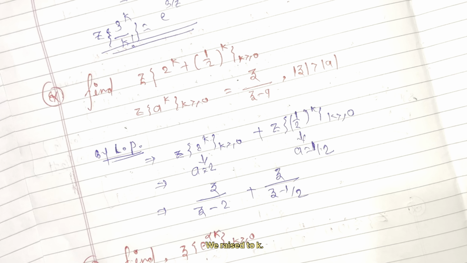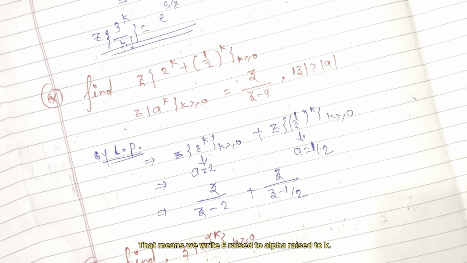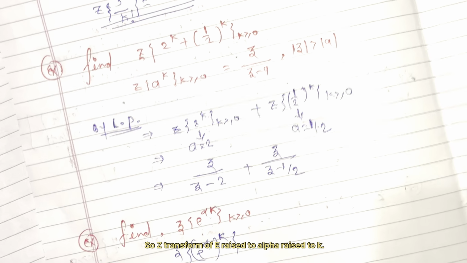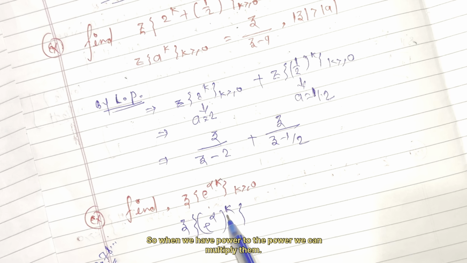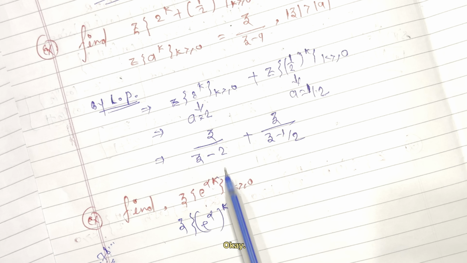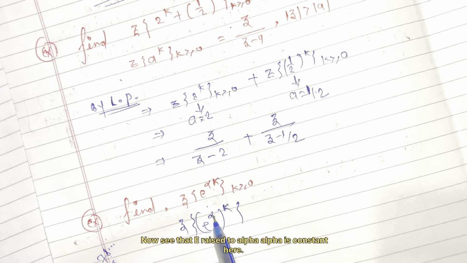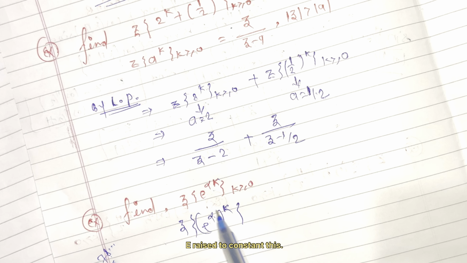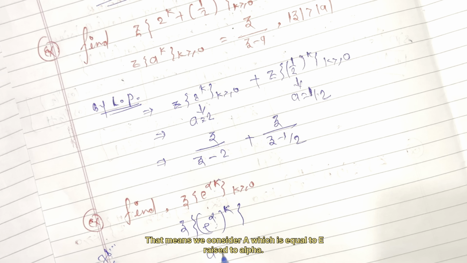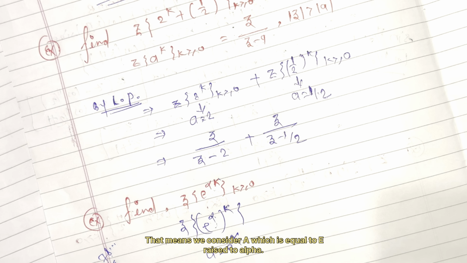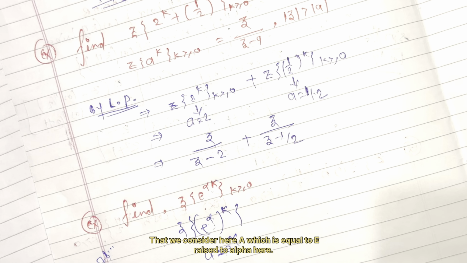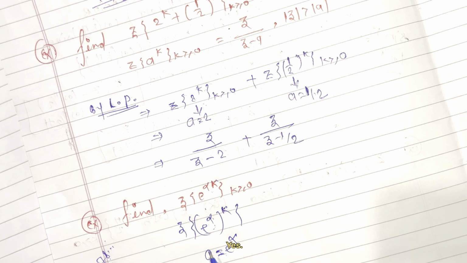Now a raised to K means we write e raised to alpha raised to K. So the Z transform of e raised to alpha raised to K. Whenever there is power to the power, we can multiply them. So we consider e raised to alpha K. Now e raised to alpha is constant here, e is also constant. This entire term gives us the constant. That means we consider a equal to e raised to alpha. So I got the value for a.